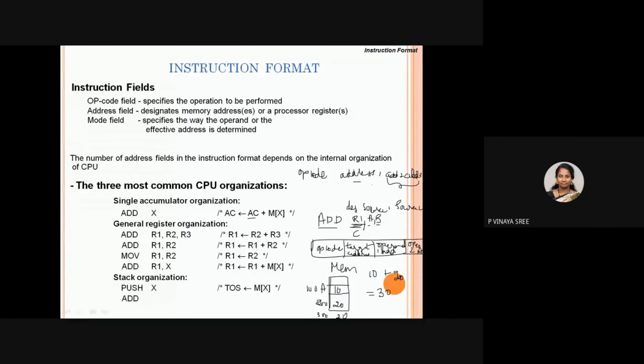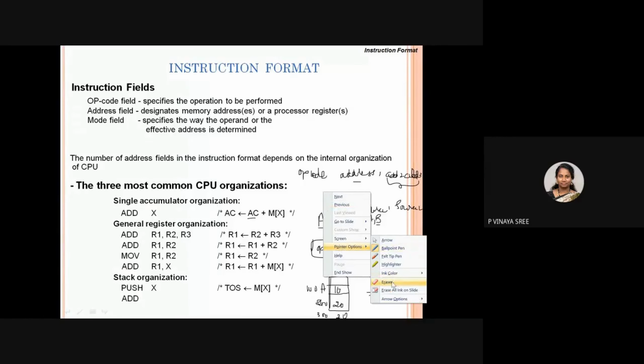This is called the three address instruction format, where in an instruction, along with an opcode, we give three extra addresses for executing this type of instruction, which are general purpose registers. Now let me explain one more, which you can understand even more clearly.